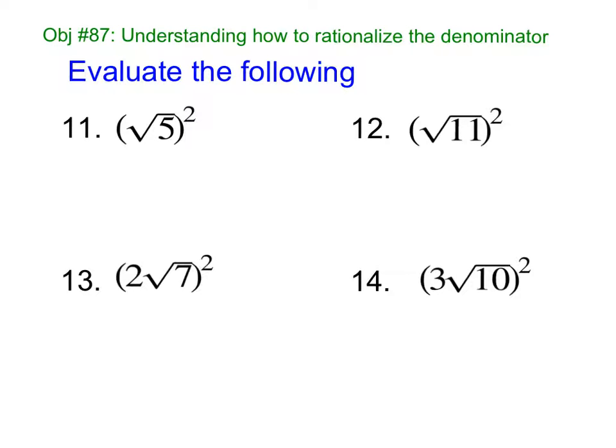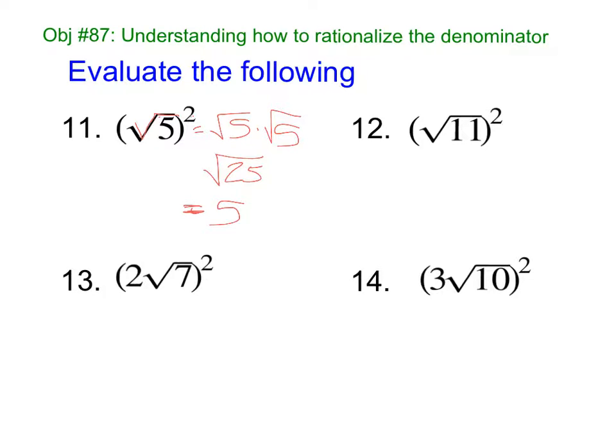What is the square root of 5 quantity squared? A square means times itself. So that's the square root of 5 times the square root of 5. That's the square root of 25, which is just 5. That's a lot of work. You should just recognize that a square root and a square kind of undo each other. So the square root of 5 squared is just 5.